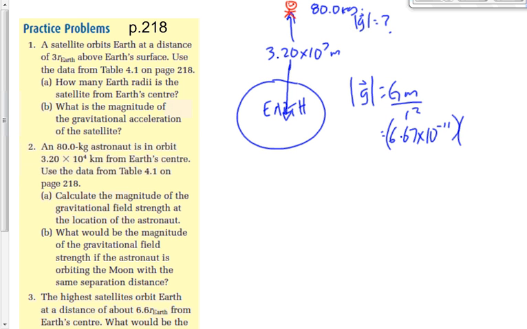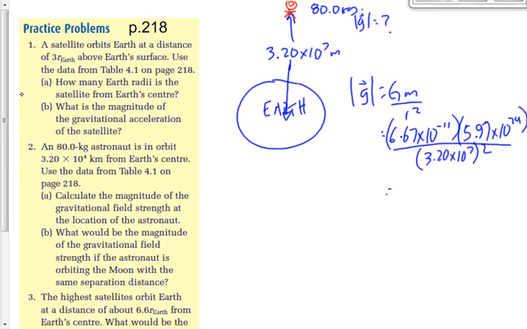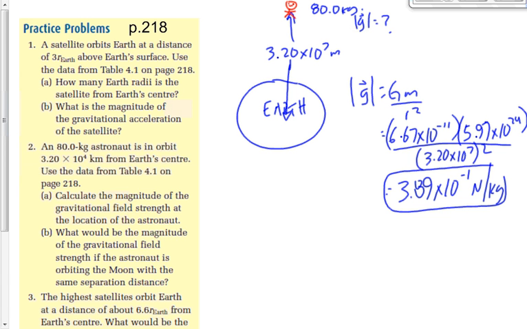The mass of the Earth, be careful to use the mass of the Earth, not the 80 kilograms. 5.97 times 10 to the 24. And R is 3.20 times 10 to the 7. And don't forget to square that. When we do the math there, it should work out to be 3.89 times 10 to the minus 1. I'm going to say newtons per kilogram, but it could have been meters per second squared, just like we did in the last one.